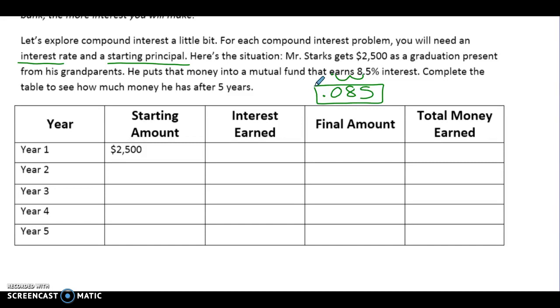So I got $212.50. Is that what you got? Yeah. Now you should write the 0. So now, how much money do I have at the end of the year? You add them, right? So $2,712.50.